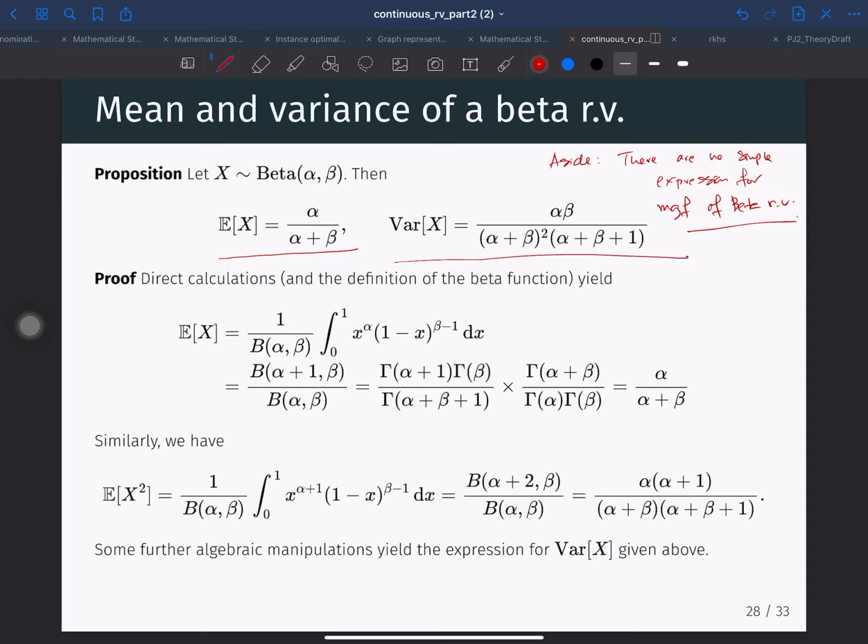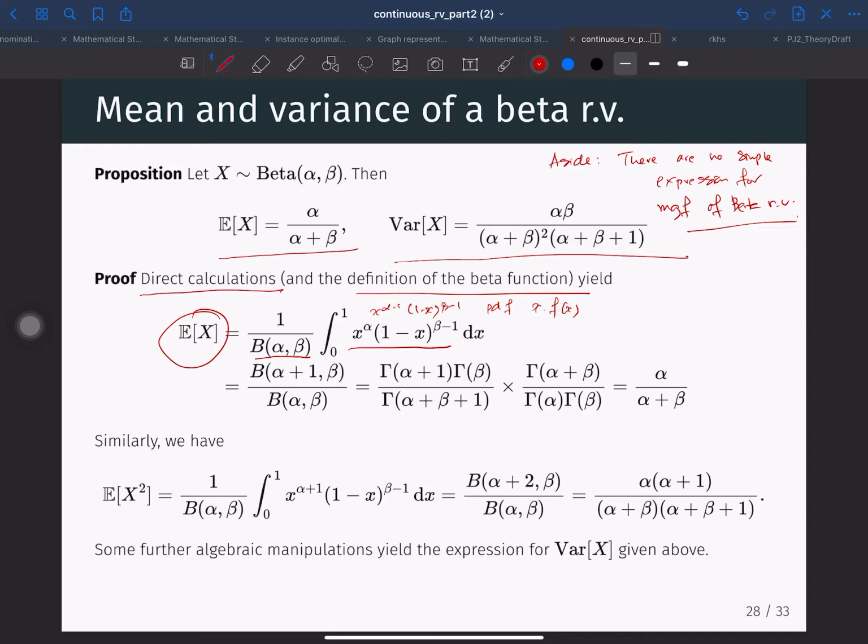But the proof is quite straightforward, just direct calculations by the definition of the beta function. So this is the expected value of X. Here is 1 over B(alpha, beta), and then you have x to the alpha minus 1 times 1 minus x to the beta minus 1 for the PDF, and then you also have x times f(x) to get the expectation, so that becomes this term here.